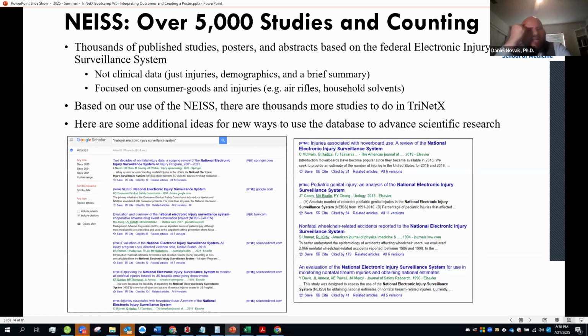And this actually harkens back to my experience working with some folks at UCR School of Medicine using the NEISS database. The NEISS is the National Electronic Injury Surveillance System. Basically, anytime somebody shows up to the emergency room with an injury, that gets logged: what caused the injury, what type of injury it was, what part of the body, how old the person was, what sex they were. And there are thousands and thousands of posters and abstracts and studies based on the NEISS. There's over 5,000 studies and counting.